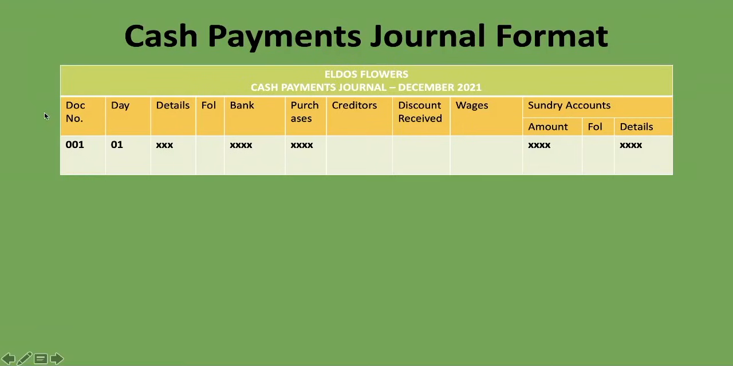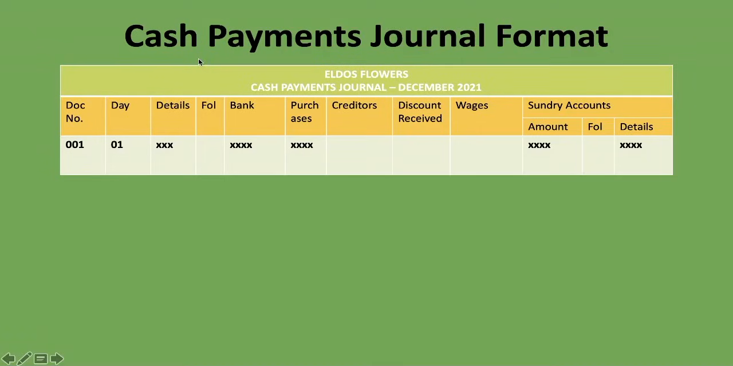And then you have here the document number. You put the document number that you are given in your transactions. If you're not given a document number, you can just record the document numbers in sequence, like 01, 02, 03, and so forth. But if you're given the document numbers, you'd record it there. And then you have the day here, and this is the day of the month. So for example, we have put 01, which means the first day of the month of December 2021, as you can see up here as an example.